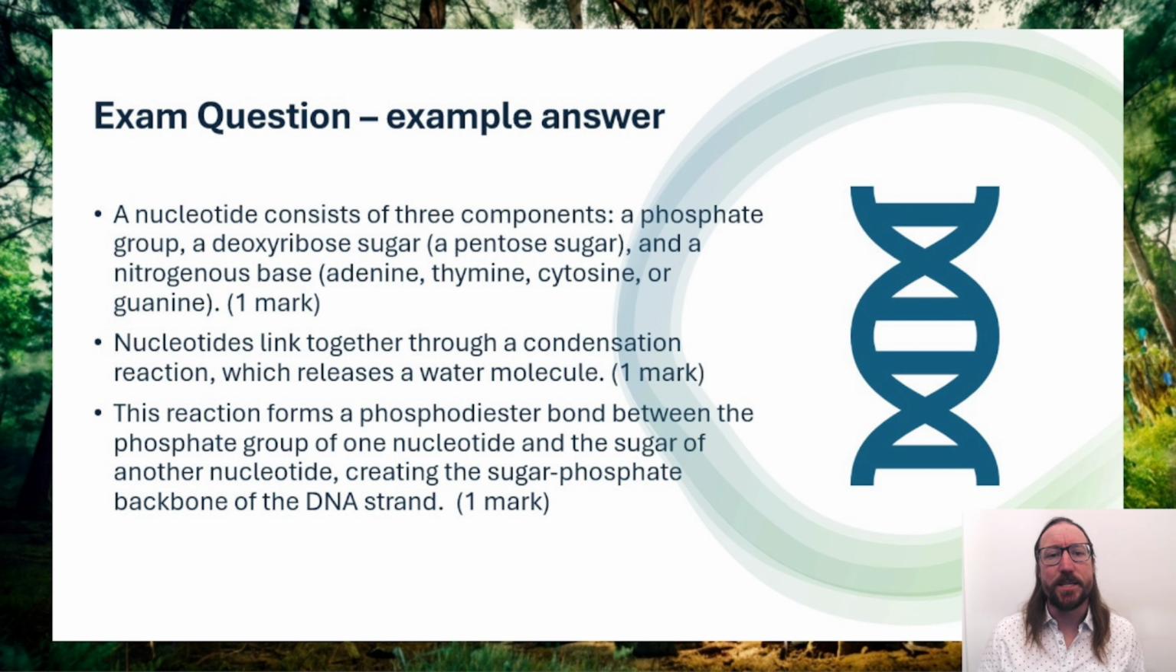A nucleotide consists of 3 components: a phosphate group, a deoxyribose sugar, and a nitrogenous base, adenine, thymine, cytosine, or guanine making up those bases. That's going to get you your first mark. Second, nucleotides link together through a condensation reaction which releases a water molecule. Second mark. This reaction forms a phosphodiester bond between the phosphate group of one nucleotide and the sugar of another. This is going to create the sugar-phosphate backbone of the DNA strand.